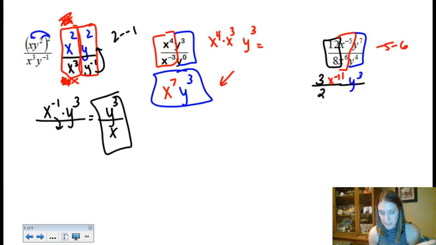Now, can you tell we're not done? Because this x to the negative 11th is going to have to take a hike down to the denominator. So 3 stays, y to the 3rd stays. The 2 is still where it was, but now it's joined with an x to the positive 11th power.